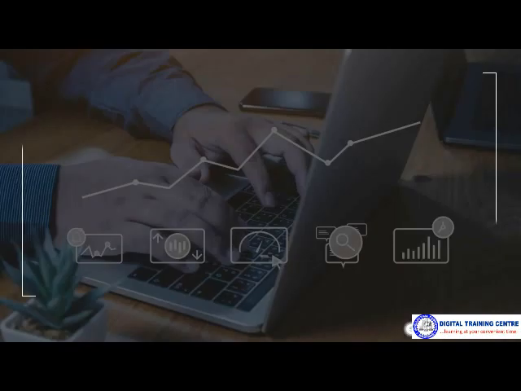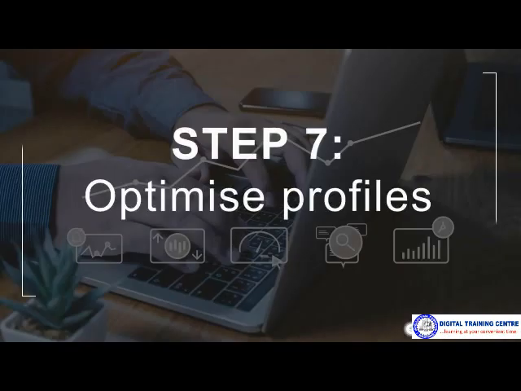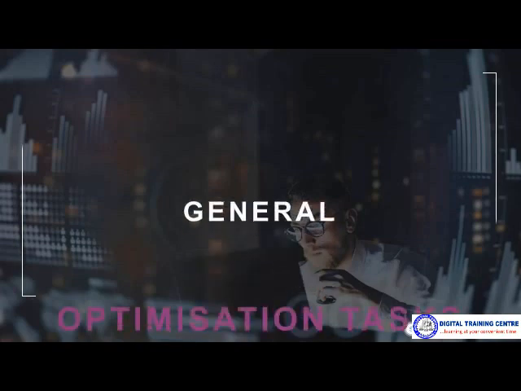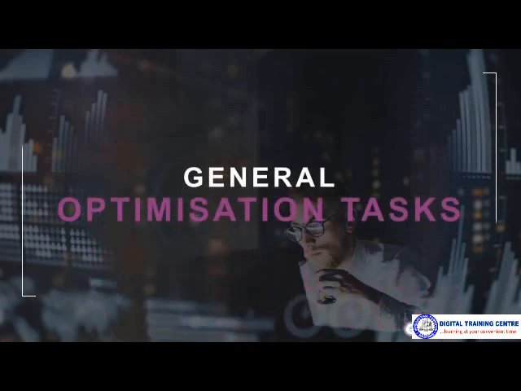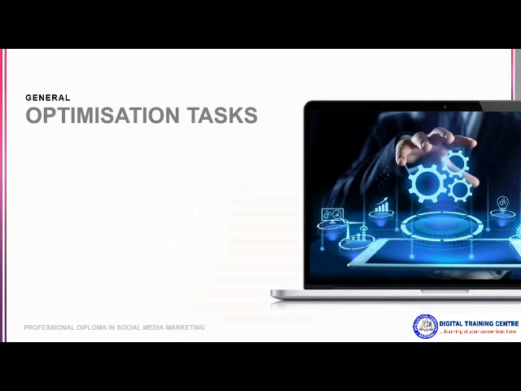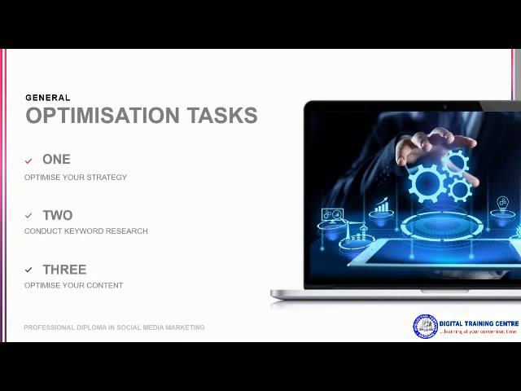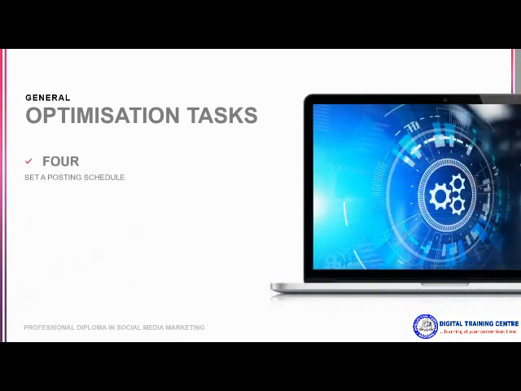And finally, step 7 is to physically optimize your profiles. We're going to look at some general optimization tasks. In lesson 5 of module 1, we looked at specific optimization tasks for the various social media platforms. Right now, we are going to quickly run through some more general optimization tasks that you can do, especially if your social media has been up and running for a while. Some of the general optimization tasks will be to optimize your strategy, conduct keyword research, optimize your content, as well as set a posting schedule, optimize each profile, and track and improve, as you know.